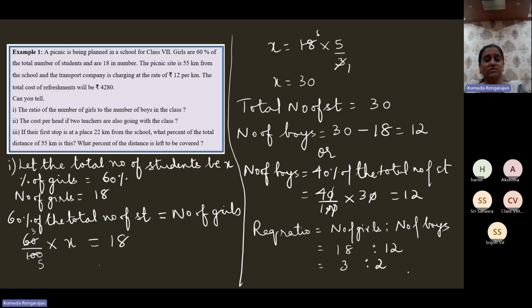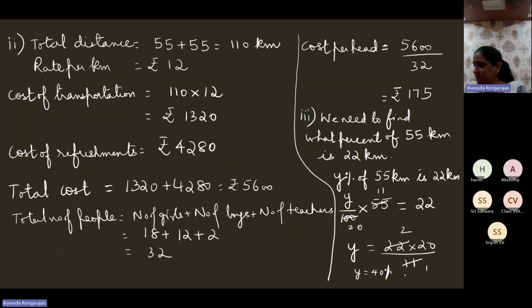Next, what percent of the distance is left to be covered? 100 minus 40, 60% is left to be covered, because 40% is covered. 22 kilometers is covered, no? So how much is still to be covered? 55 minus 22, 33 kilometers is still to be covered. They're asking what percent is still to be covered. We always take the total as 100%. Of that 100%, 40% is covered. So what percentage is still needed to be covered? 100 minus 40, 60%.